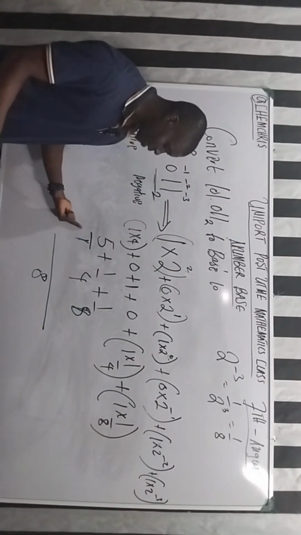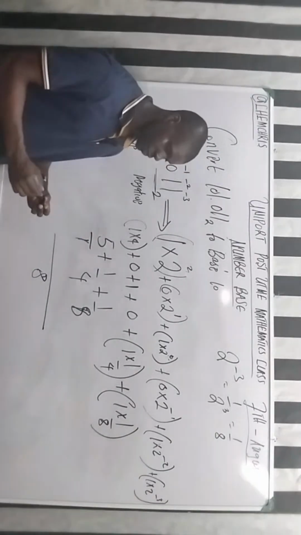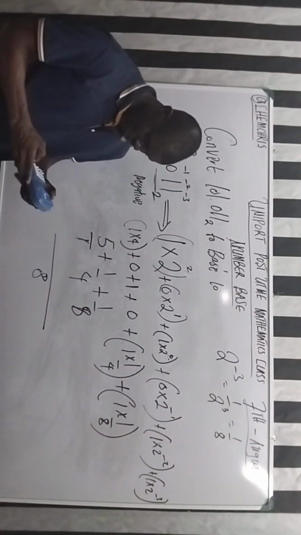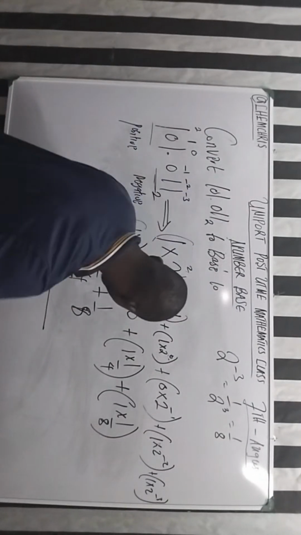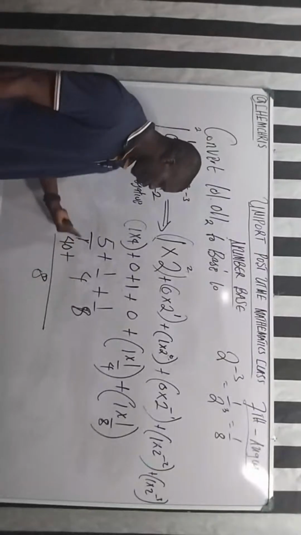So the LCM is what? It is 8. 1 going to 8 is what? It is 8 times 5. So 8 times 5, here we have what? 40. So here we have 40. How do you get the 40?